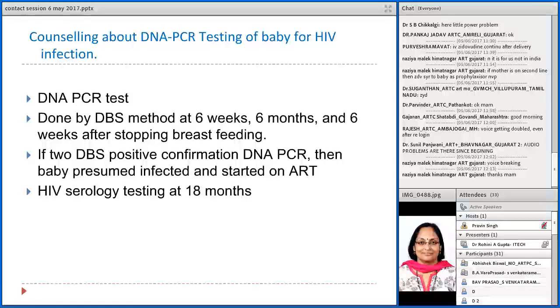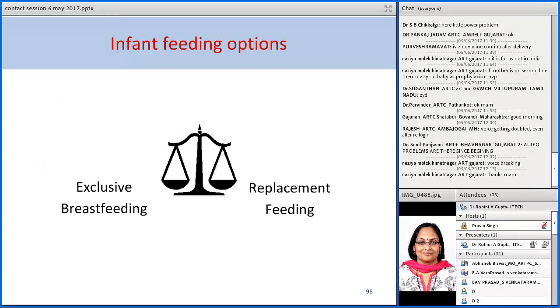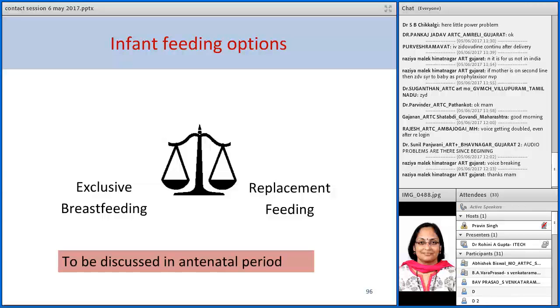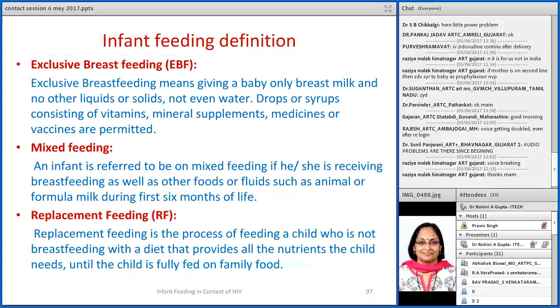Final testing is done at 18 months, but remember, if the mother is breastfeeding, then the final testing will be done after 6 weeks of stopping breast milk completely. What are the infant feeding options available? One is exclusive breastfeeding and the other is replacement feeding. The important thing is to discuss this in the antenatal period.